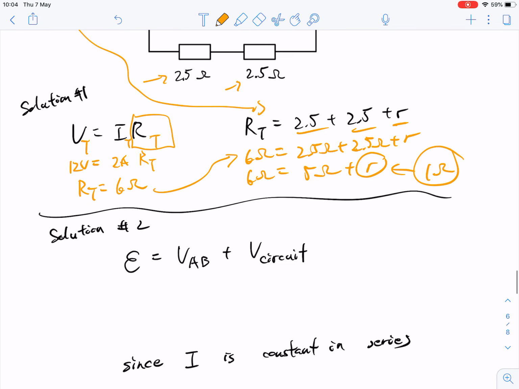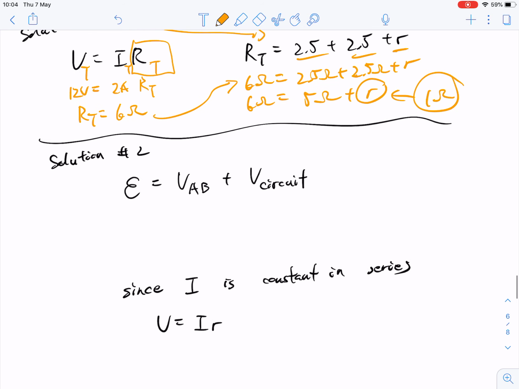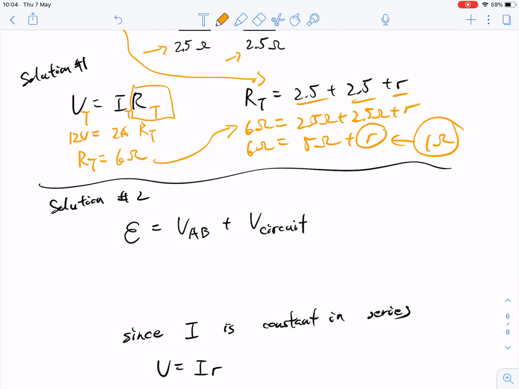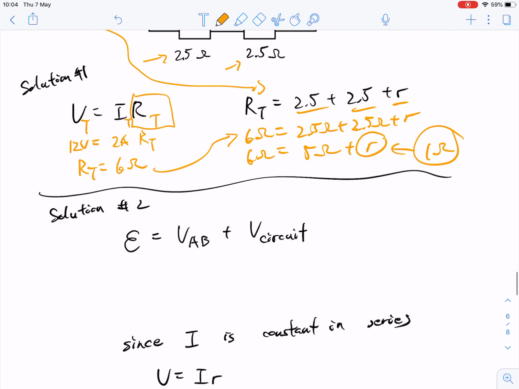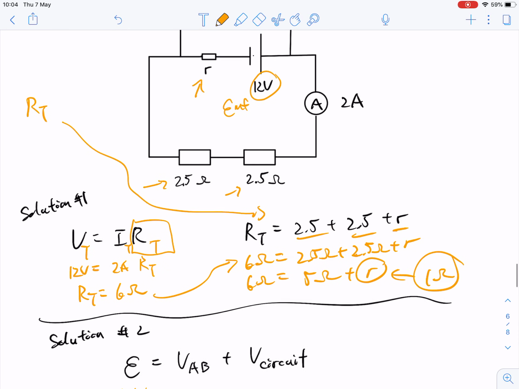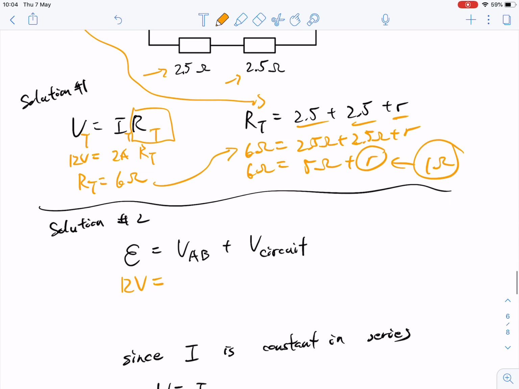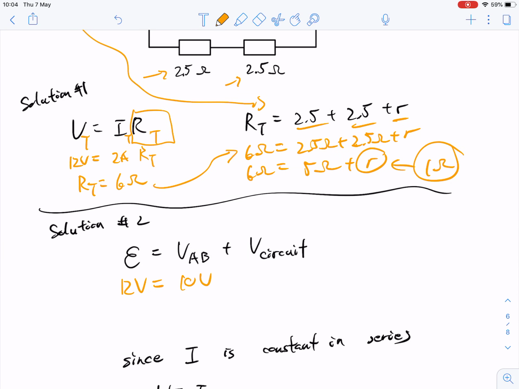Another way we can solve this is to use the formulas that were given to us a little bit earlier, okay? So the EMF is 12 volts. The voltage at the terminals is 10 volts, okay? And therefore the voltage supplied that's used up by the battery is going to be what's left over. So we call this V circuit.